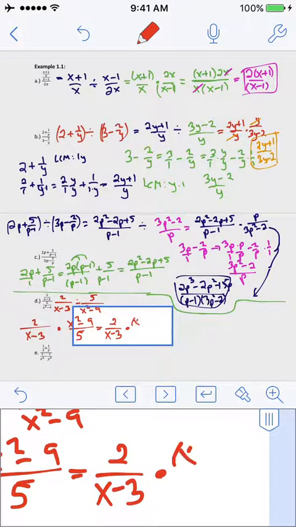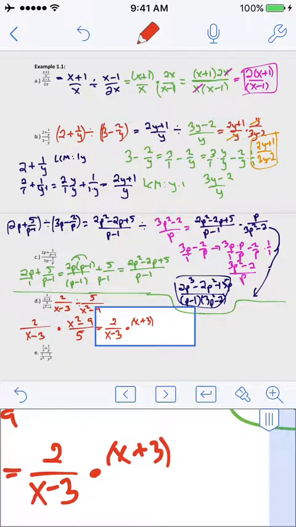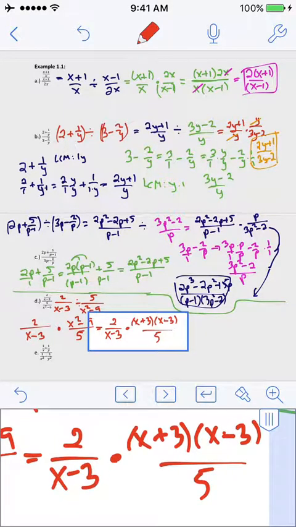Times x plus 3, x minus 3 over 5. And notice, everything here is being multiplied. So there's no LCM, right? There's no missing pieces. There's no addition, no subtraction. So watch out. Not every single time will you need to use addition.